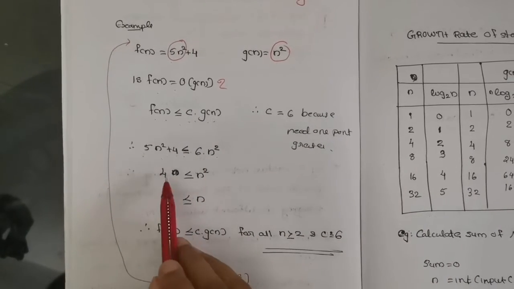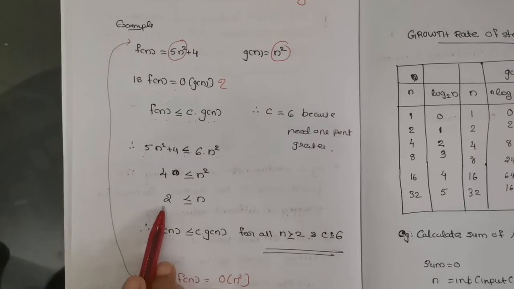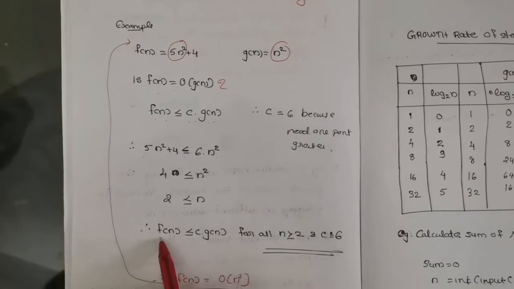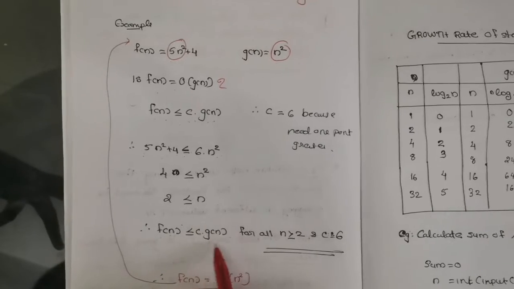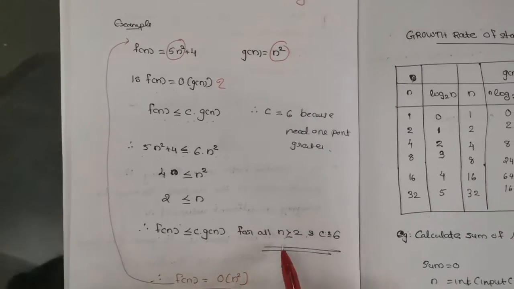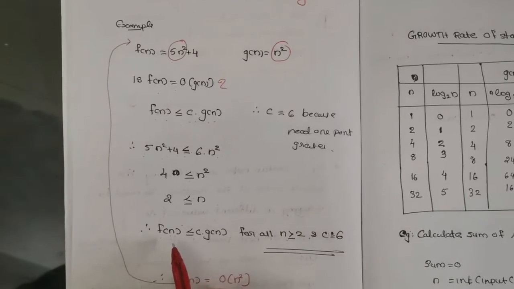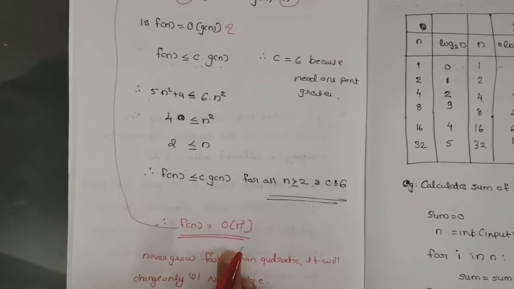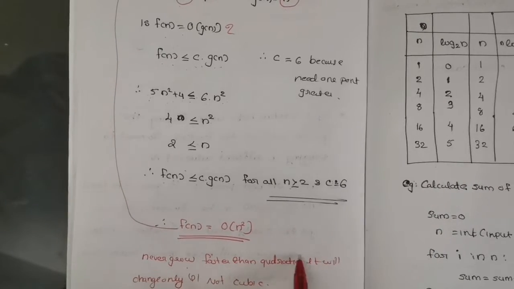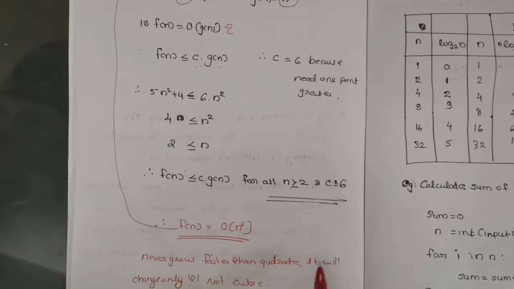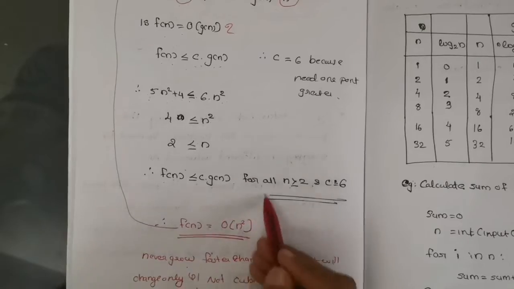So then n square. Solve this one: 4 less than or equal to n square, then 2 less than or equal to n. That means the function f of n always grows slower than this one for all n greater than 2. That means if the input is greater than 2, this f of n function is lesser. So f of n complexity equals omega of n square. It never grows faster than quadratic. It will change only as quadratic, not cubic. So that is what we get from here.